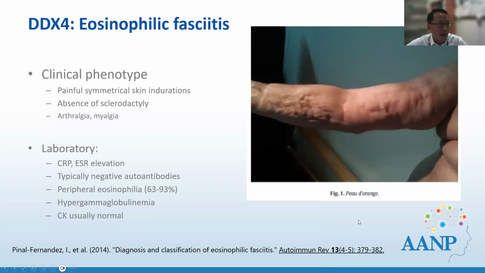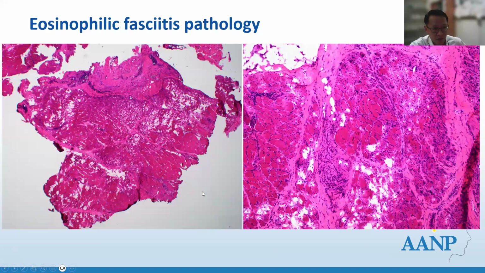And then the fourth differential is eosinophilic fasciitis. So clinically, this is quite different from dermatomyositis. So you see this kind of orange peel-like consistency of the skin, and typically pretty widespread and involve both upper limbs. And these patients typically are negative for any autoantibodies, and they have peripheral eosinophilia. So it's quite a different clinical picture. But pathologically, it's very, very tricky.